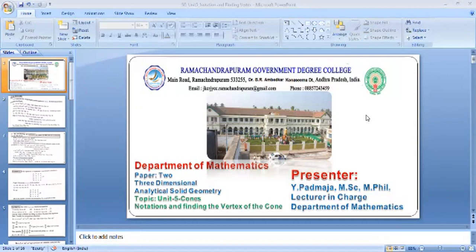Today, once again, we are going to discuss paper 2, that is three-dimensional analytical solid geometry, unit 5, cones. In this particular topic, we are going to learn about notations and finding the vertex of the cone.